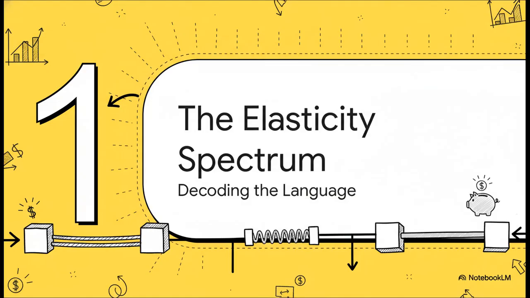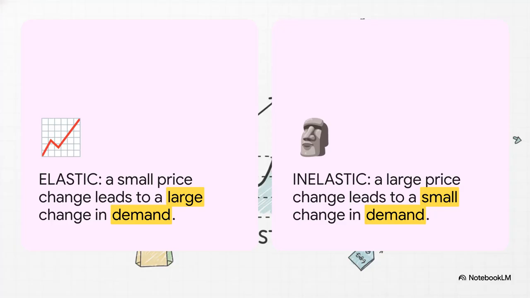All right, let's decode this. We're going to dive into what we call the elasticity spectrum. So you've basically got two ends of the spectrum. On one side, you've got elastic demand. That's your super stretchy rubber band. A tiny little change in price leads to a huge change in how much people want to buy.